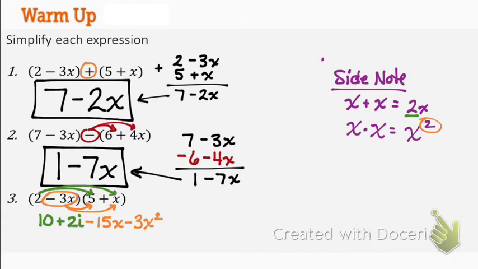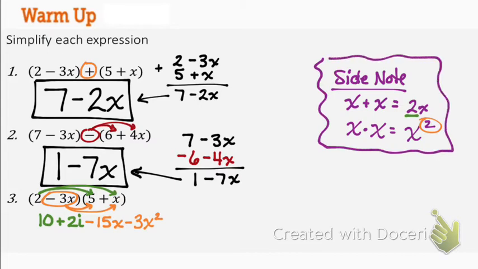All right, so going back to this problem, because we're not quite all the way done with number 3, have we combined all of our like terms together? This is where I left off. 10 plus 2i, sorry, not 2i, 2x. I'm getting imaginary numbers stuck in my head here. That should have been 2x. 10 plus 2x minus 15x minus 3x squared. Have we combined all of our like terms together? What can we actually put together?